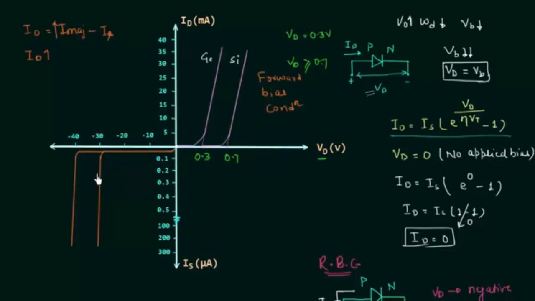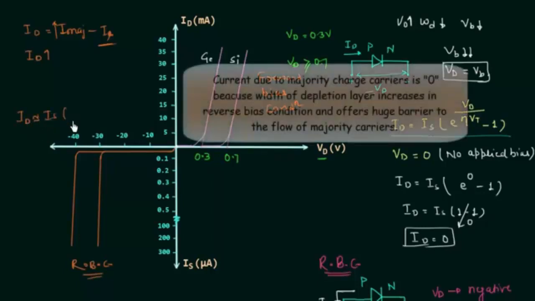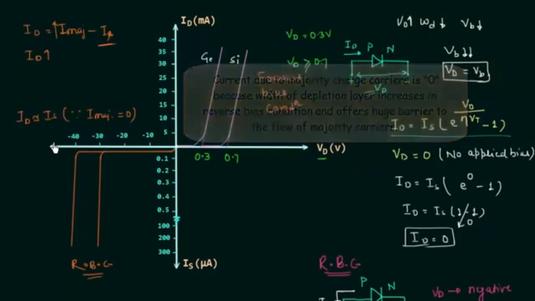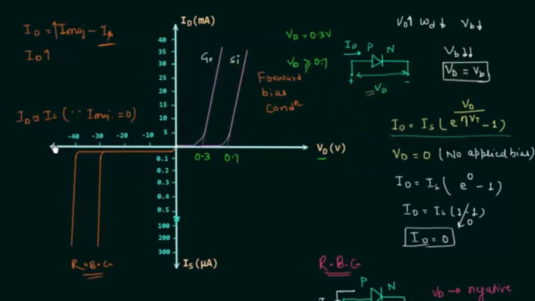And in reverse bias condition, we only have one current, that is the reverse saturation current, because I majority is equal to 0. So the diode current is nearly equal to IS because I majority is equal to 0, and we already know the reverse saturation current only depends on the minority charge carriers, and the cause of minority charge carriers is temperature. So the number of minority charge carriers is fixed.